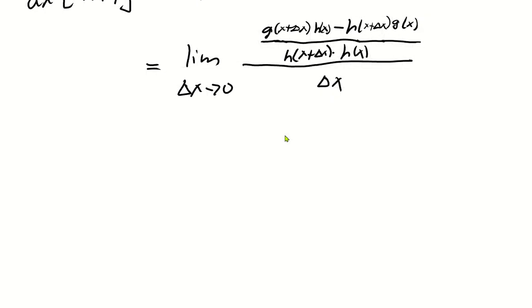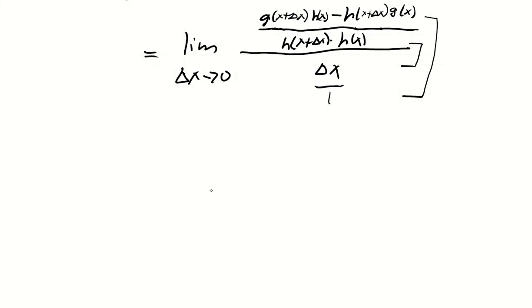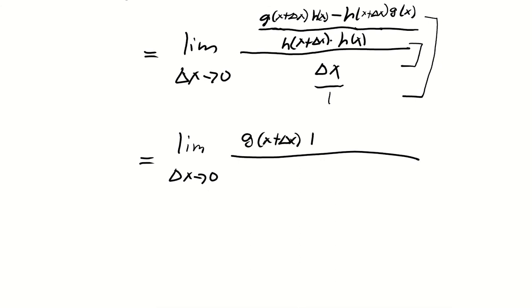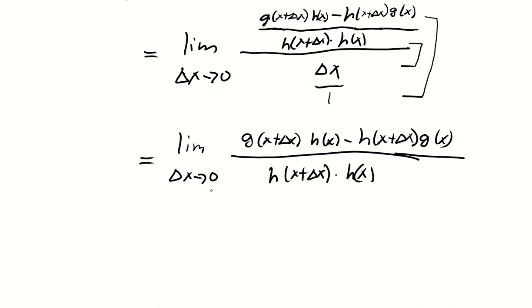Then simplifying further, we can put the denominator. This is over 1, so this one times this one, and this one times this one. So algebra, this will be equal to g of x plus delta x times h of x minus h of x plus delta x times g of x, then all over delta x times h of x plus delta x. So h of x plus delta x times h of x times delta x.